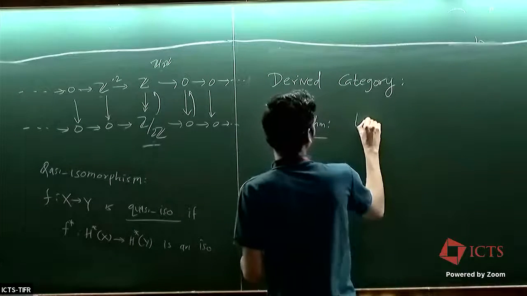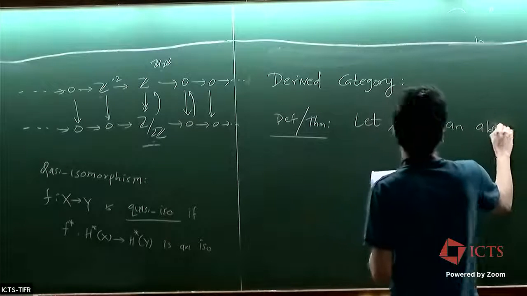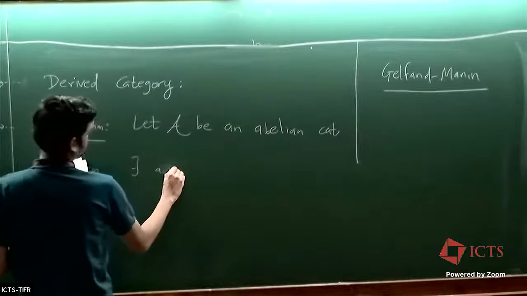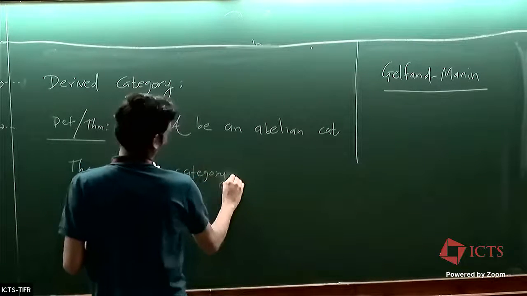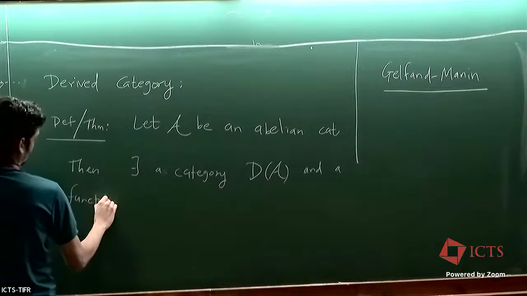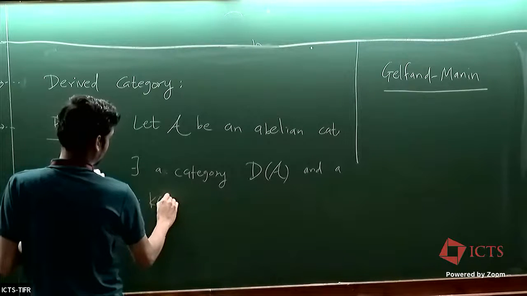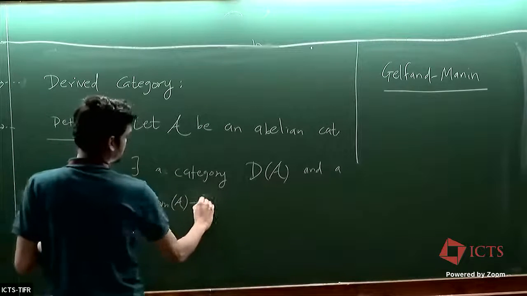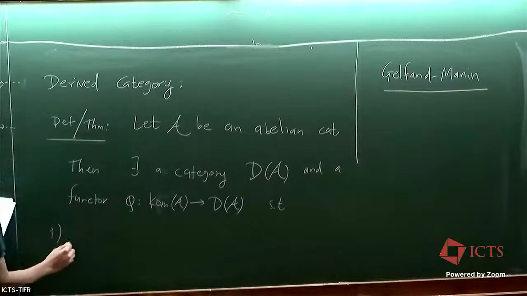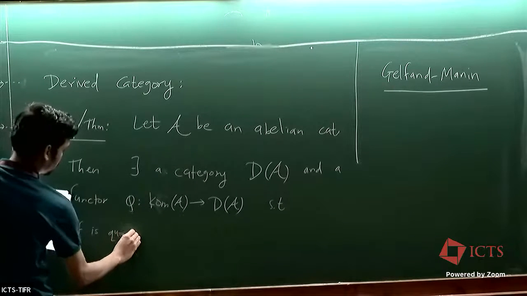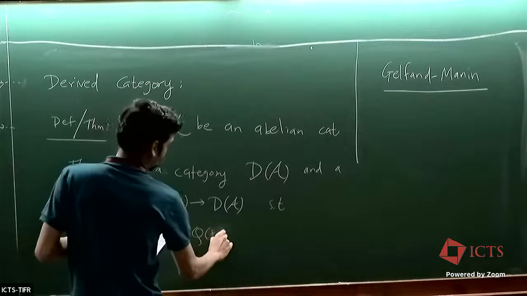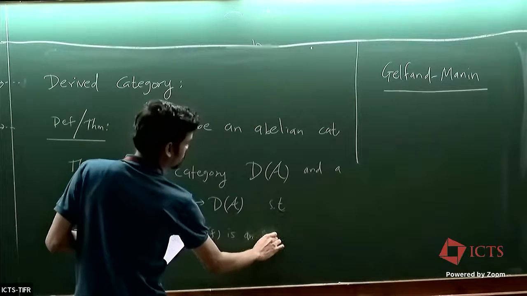So what is the derived category? You start with an abelian category A, then there is a category D of A and a functor Q from the category of complexes to this category, with the property that we wanted: if F is a quasi-isomorphism in complexes, then when you apply Q and go to the derived category, it is an isomorphism.